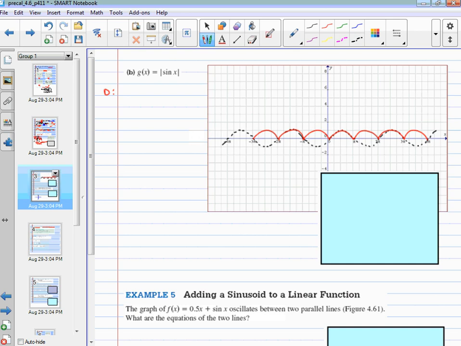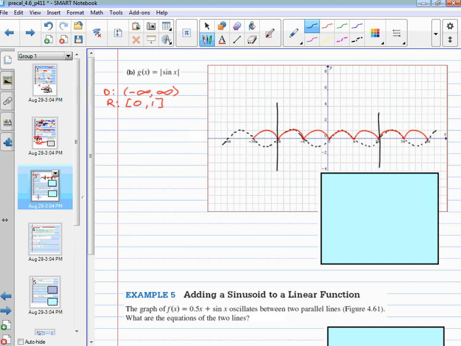Domain. What's the domain of this one? All reals. What's the range of this one? Correct. It goes from 0 to 1. And, oh, that's it, isn't it? Oh, and sketch 4 periods? No problem. We want 4 periods. I can go negative 2 pi to 2 pi.